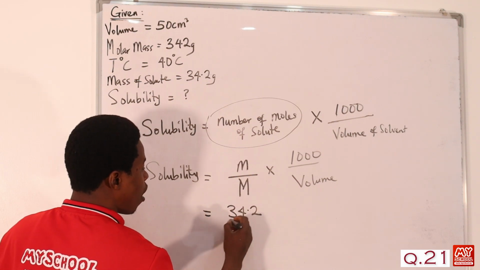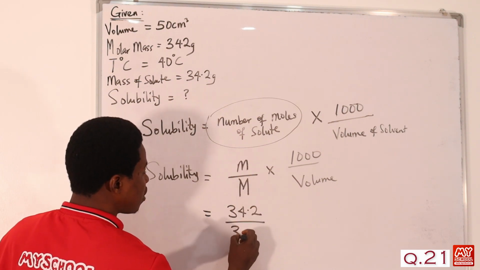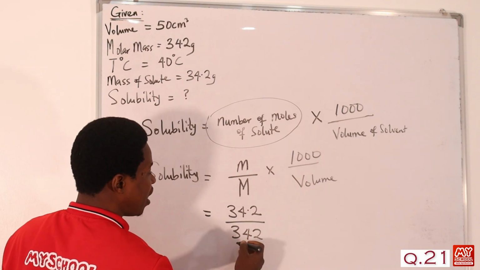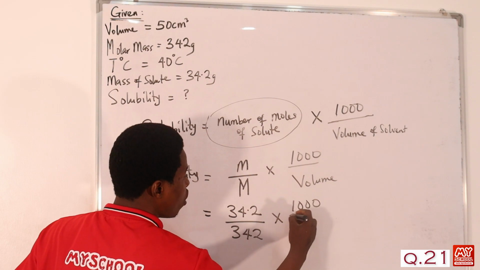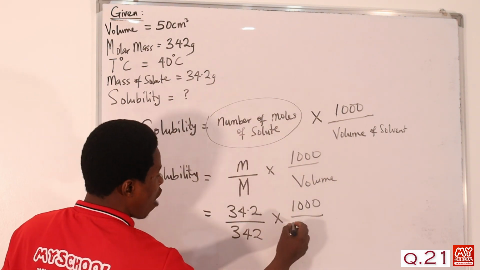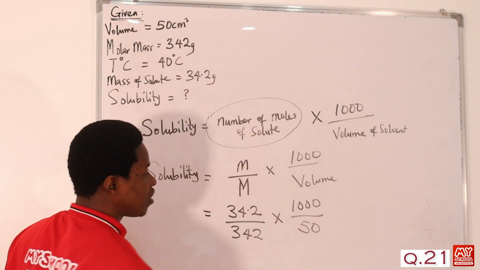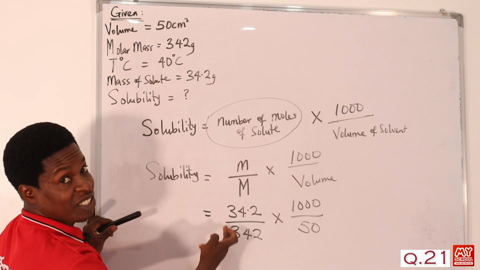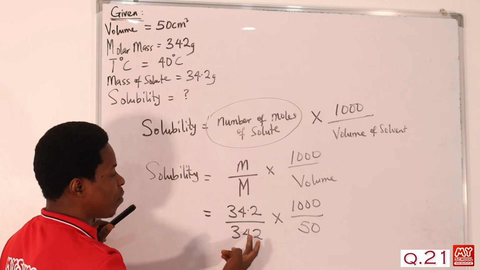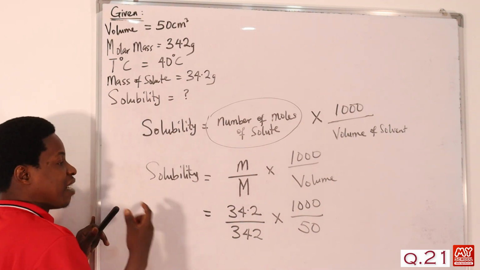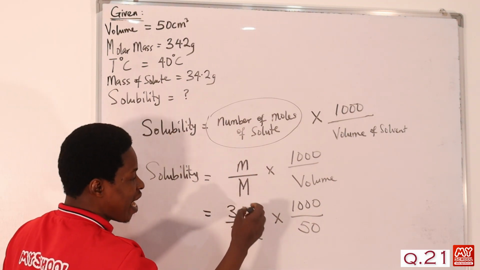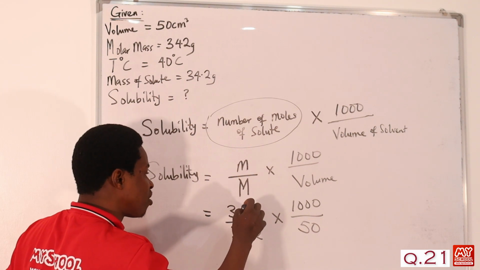34.2 grams, all over the molar mass, which is 342 grams, multiplied by 1000, all over the volume of the solution, which is 50 cm cubed. The values are intentional; we see that they have something in common. We can solve this with a calculator, but I don't have one, so I'll solve it by heart.